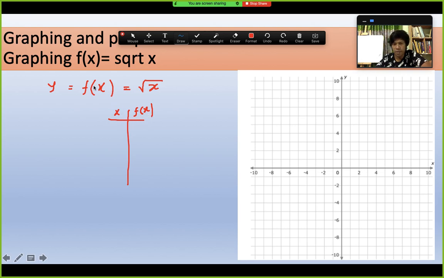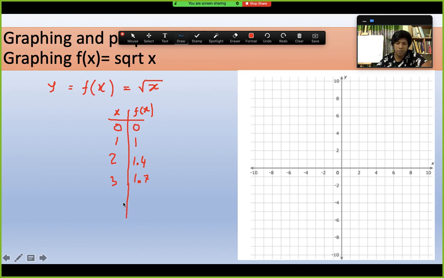Now think about it. What can be the value of x? What value can you put? We usually put values from the real numbers. If we put x equals 0, the square root of 0 is 0. If we put 1, our value is 1. If we put 2, it is root 2, which is 1.41. If we put 3, it is 1.7 something. That is root 3.